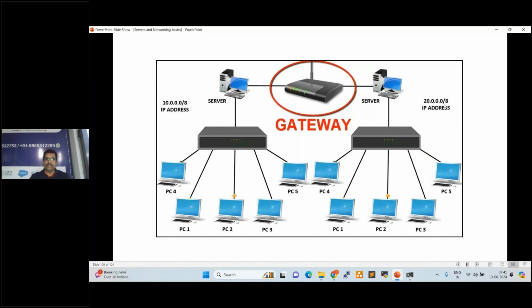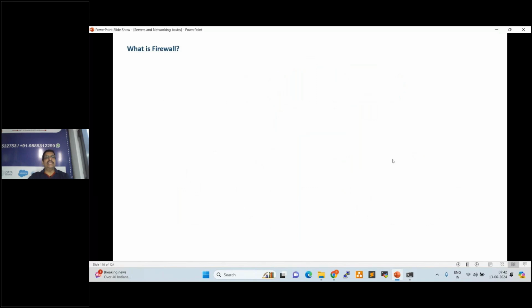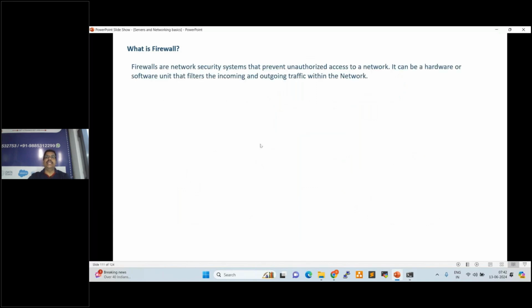We'll see that practically. So what is a firewall? We'll see that. Firewalls are network security systems that prevent unauthorized access to a network. It can be a hardware or software unit that filters the incoming and outgoing traffic within the network, right? Normally, if you want to access your office network, we get a laptop when we join the project, right? Before accessing, we connect to the VPN server. The VPN will allow you to connect to your office network. VPN is a gateway, it is a firewall.